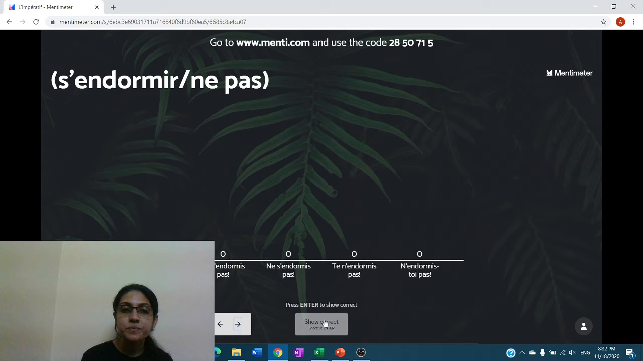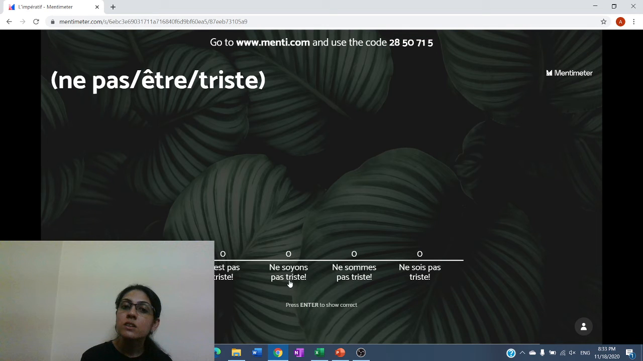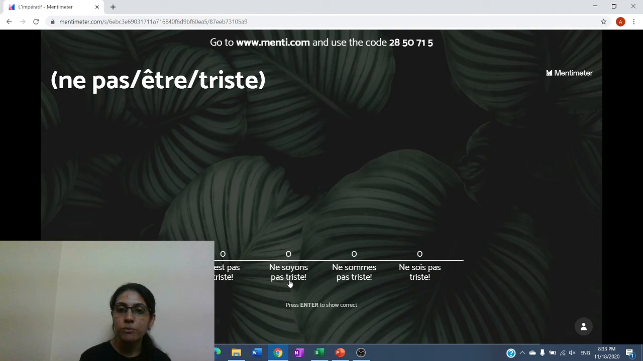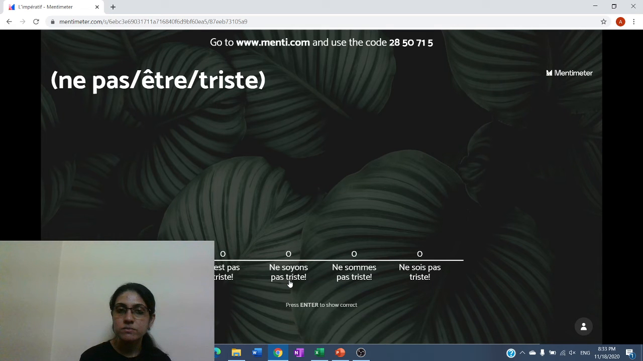Then is ne pas être triste. So first is ne pas triste, ne soyons pas triste, ne sommes pas triste, ne sois pas triste. So over here, which is the correct formation? Ne pas triste is incorrect because verb être is irregular. Ne sommes pas is also incorrect. So ne sois pas triste will be the correct one.